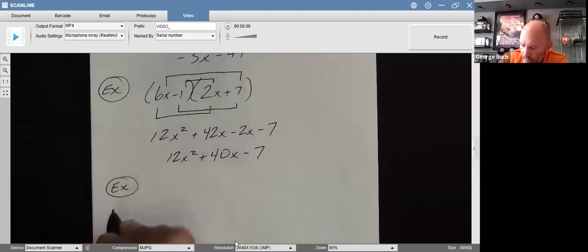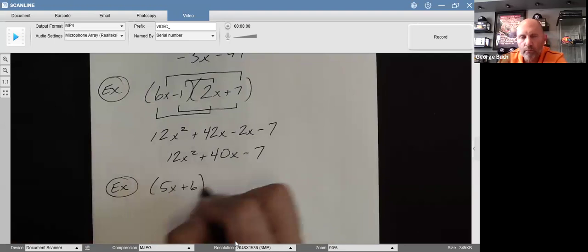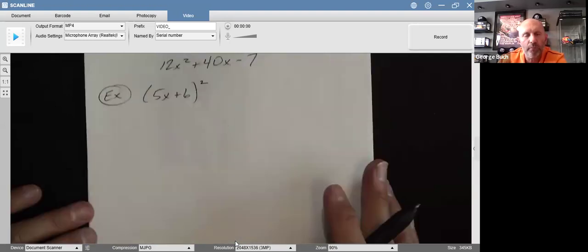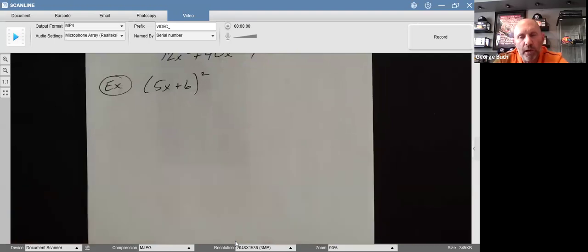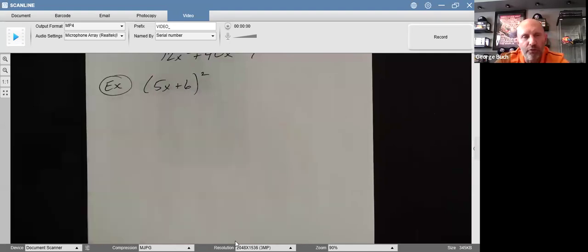Next one, 5x plus 6 squared. So again, go ahead, hit pause, try it out, come on back, see if you get the answer. All right, welcome back. So thinking about the binomial theorem, how many terms do I have to have for this problem? Well, because my n is 2, I need what? 3 terms. So if you said the answer here is 25x squared plus 36, that's absolutely incorrect.